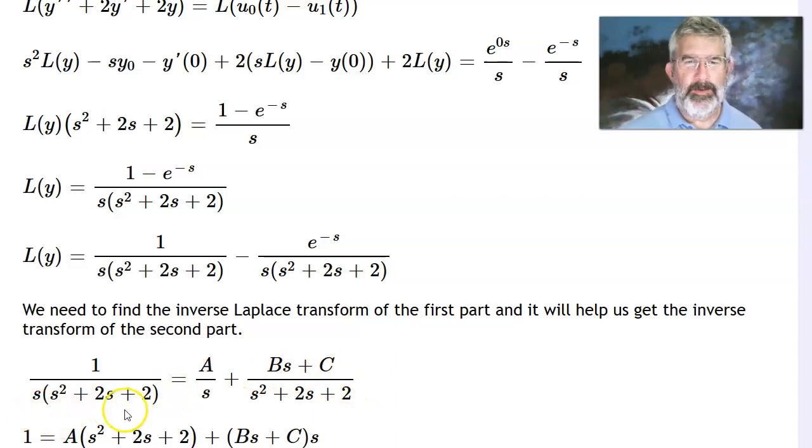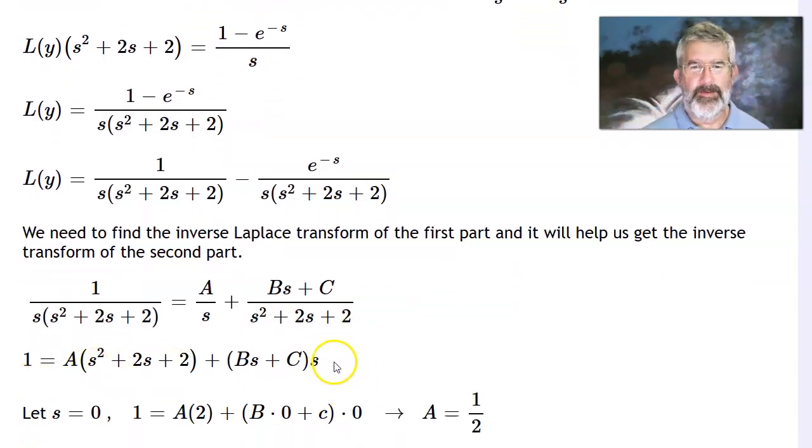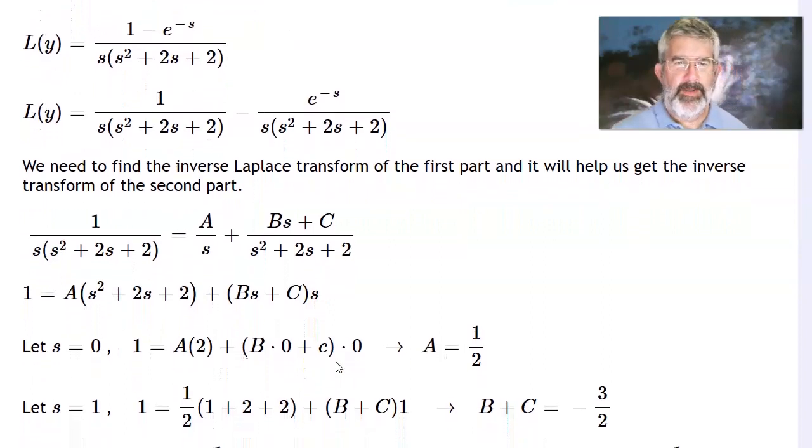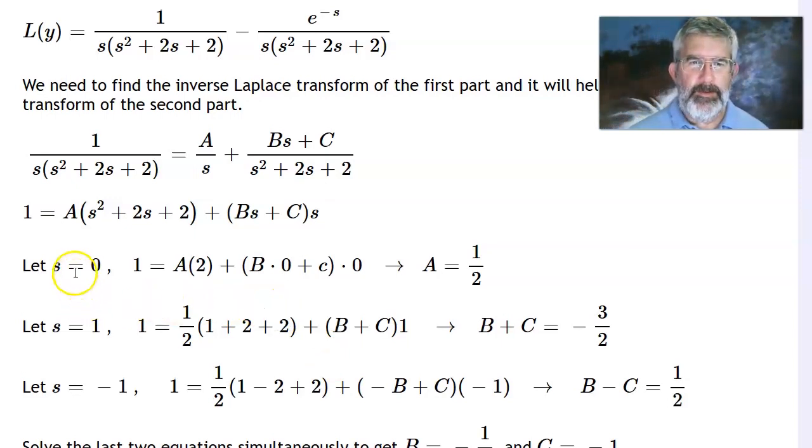So we now multiply both sides by this denominator, and the s will cancel out for that one, and that quadratic will cancel out on the other one, and we end up with 1 equal to this. I'm going to plug in some values of s to see if I can find a, b, and c. So plugging a 0 in, I get 1 equals 2a, and that just all goes away. So a is equal to half. Plug in a 1 here, I get 1 equals, I've already plugged the half in for a, so 1 plus 2 plus 2. This is b plus c times 1. So b plus c equals, what's that, 5?